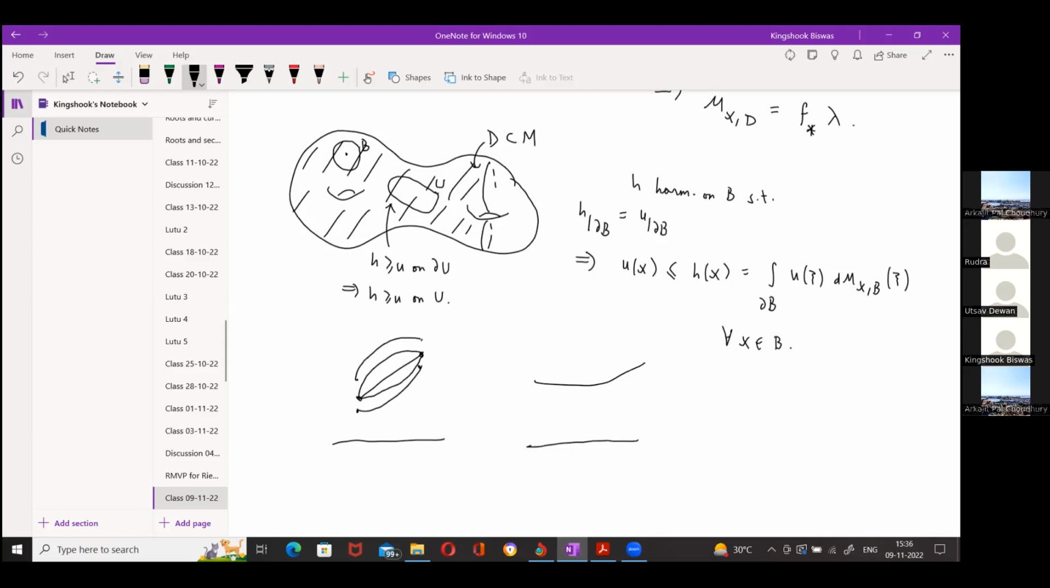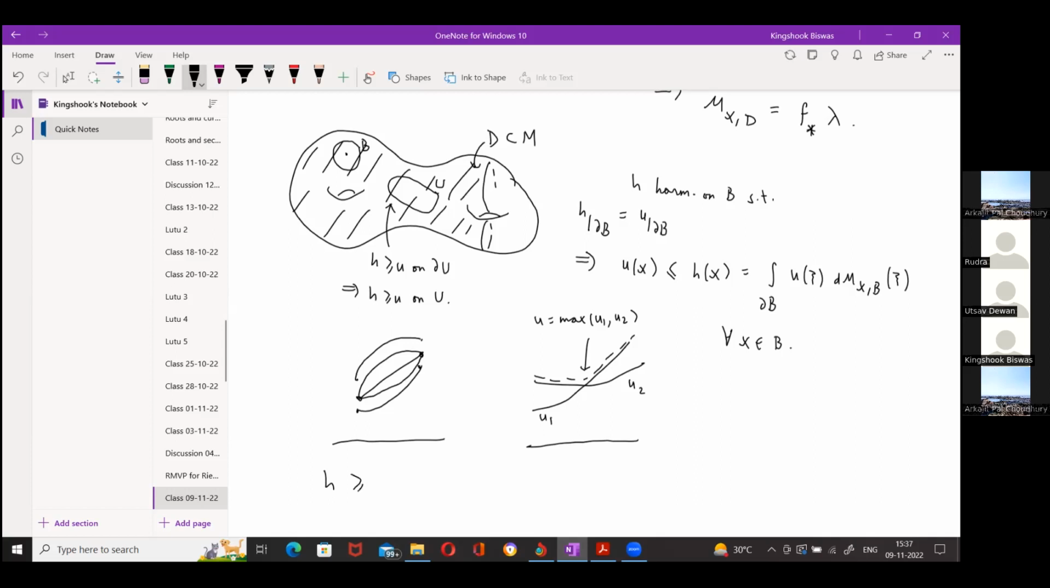So for example, if I take two subharmonic functions, u1 and u2, then their maximum, max of u1, u2, will also be subharmonic, right? It's just like the fact that a maximum of convex functions is convex. That is easy to prove. You just use the definition.